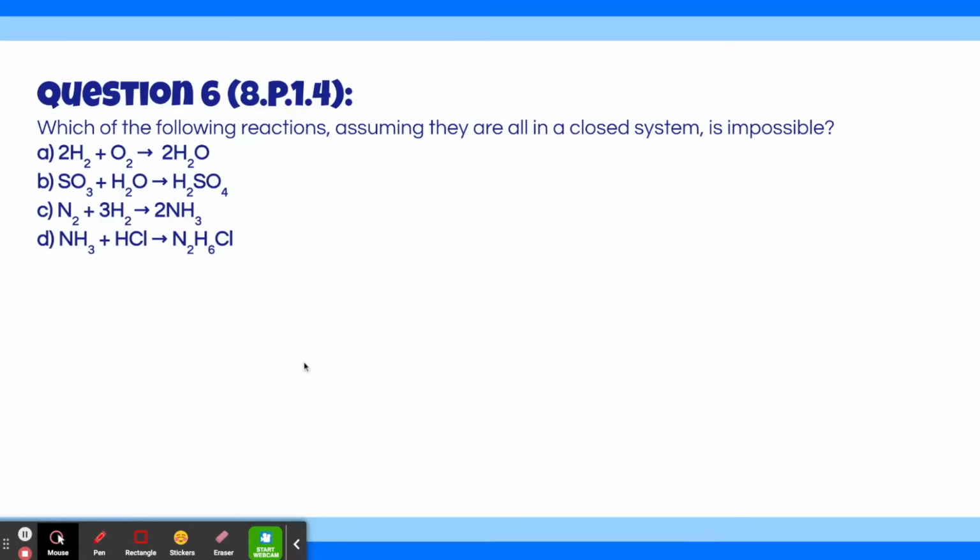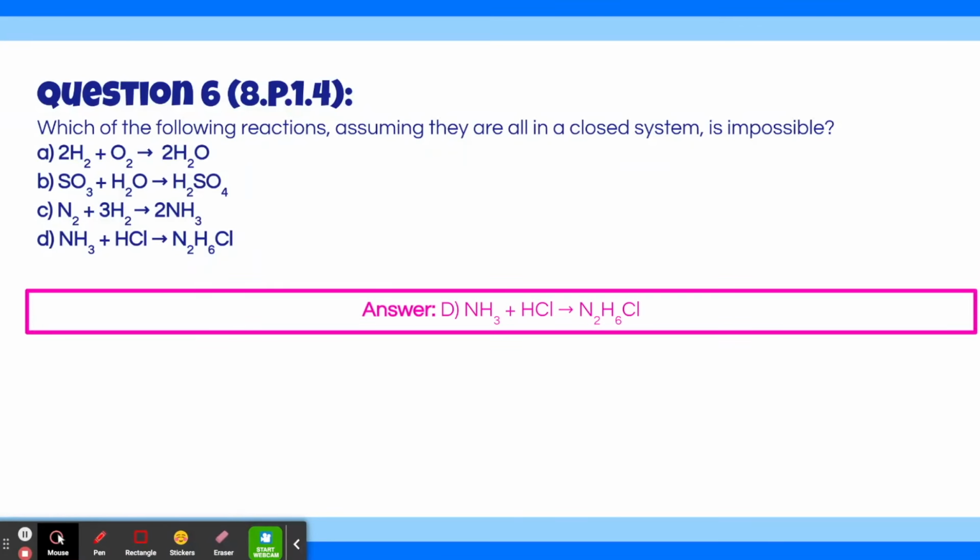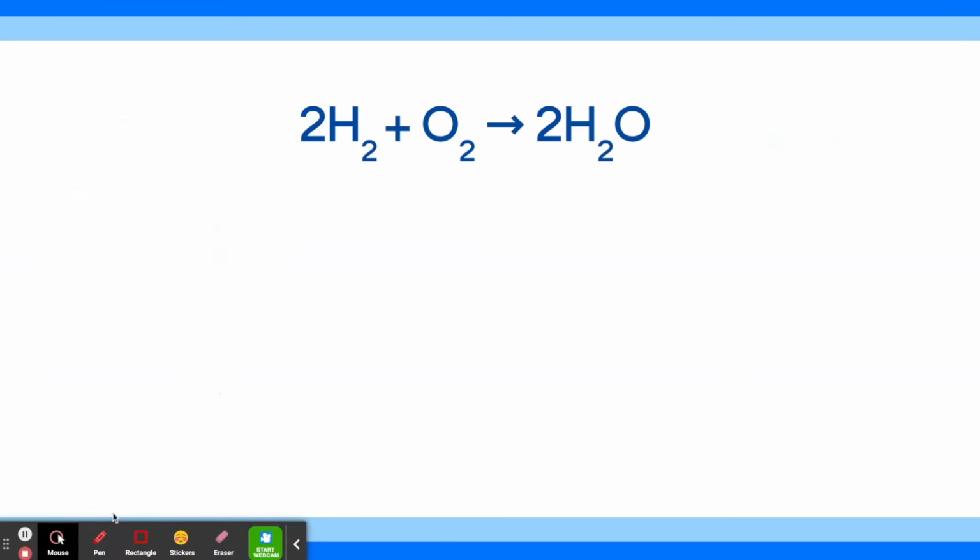So the answer to this question is D. NH3 plus HCl results in N2H6Cl. So if you got that right, go ahead and skip to the next question. Otherwise, let's take a look first at some of the terms needed to solve this question, and then how we get the answer. So when looking at a chemical equation, there are some things we need to know.